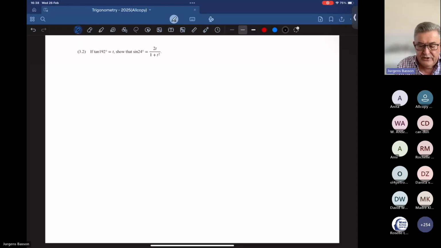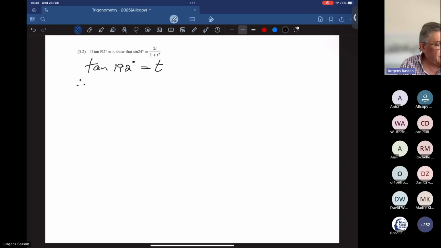If tan 192 is equal to t, find the sine of 24. I decided to do this question with you for the reason that it's a little bit different, because this tan 192 is pretty awkward. And then we have the sine of 24 that we need to find. So where do we start? My suggestion is we start with tan 192, because we don't like this 192 angle. So we just want to reduce it.